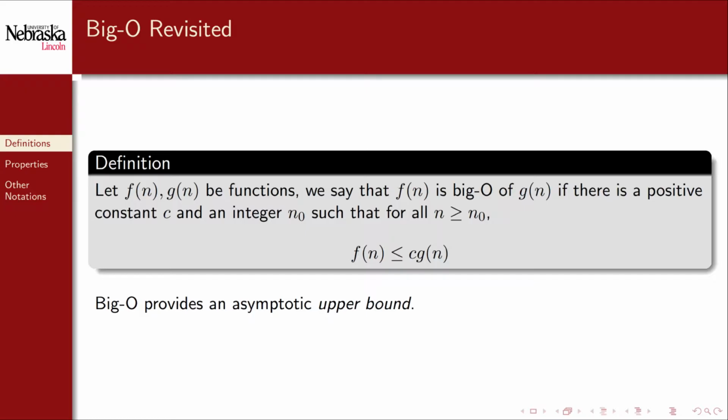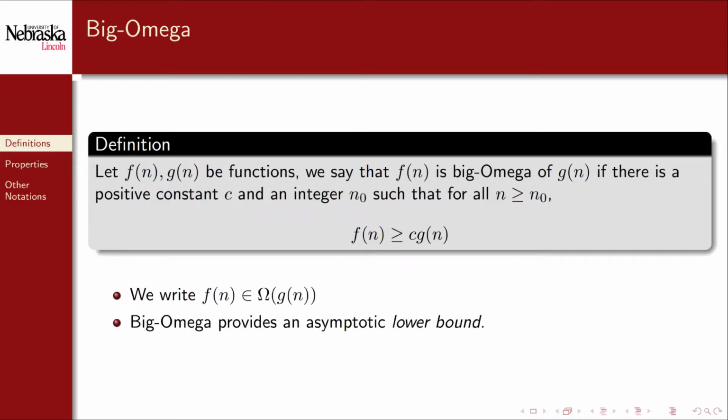Recall that a function f of n is big O of g of n if there is a positive constant c such that after a certain point n naught, f of n is bounded above by c times g of n. That is, big O provides an asymptotic upper bound relationship between two functions.